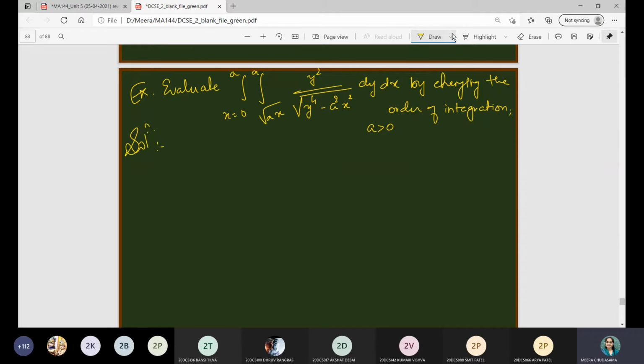Has anyone drawn the region? Yes, ma'am. What will it be? Intersection of which lines or curves? Parabola and line. Which parabola will it be? Symmetric about the horizontal axis, the x-axis. Yes, symmetric about the horizontal axis. Okay, let us see. And have you changed the order?